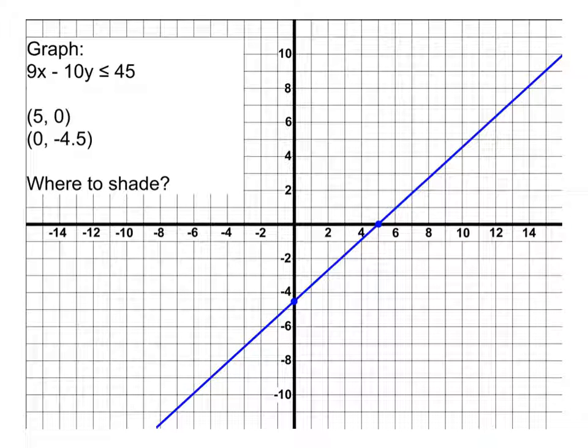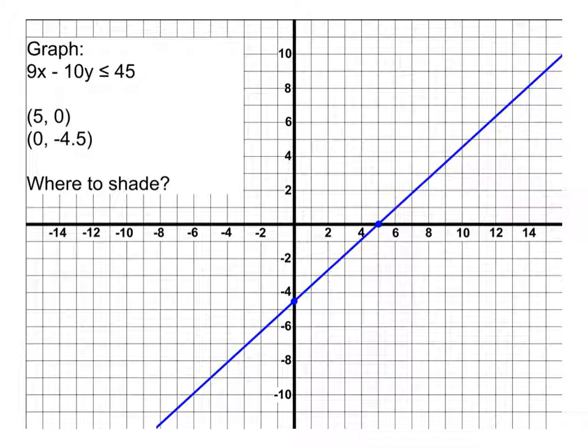But then that just leaves us with a question here. Where do we shade? Because, of course, this is now that extra step. Because if it was just equals, that'd be done. But this is less than or equal to.